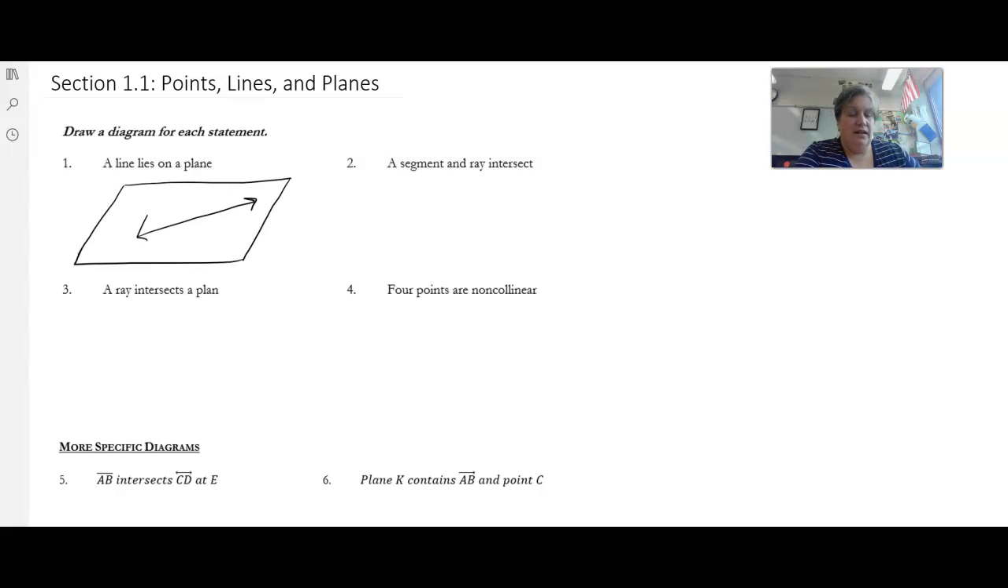Okay, a segment and a ray intersect. Intersect means they cross. And so I have a segment. And I have a ray, and they have to cross somewhere. A ray, remember, has one end point, and it goes all the way in one direction. So I'm going to have an end point, and I'm going to go. And do you see those two things intersect right here?